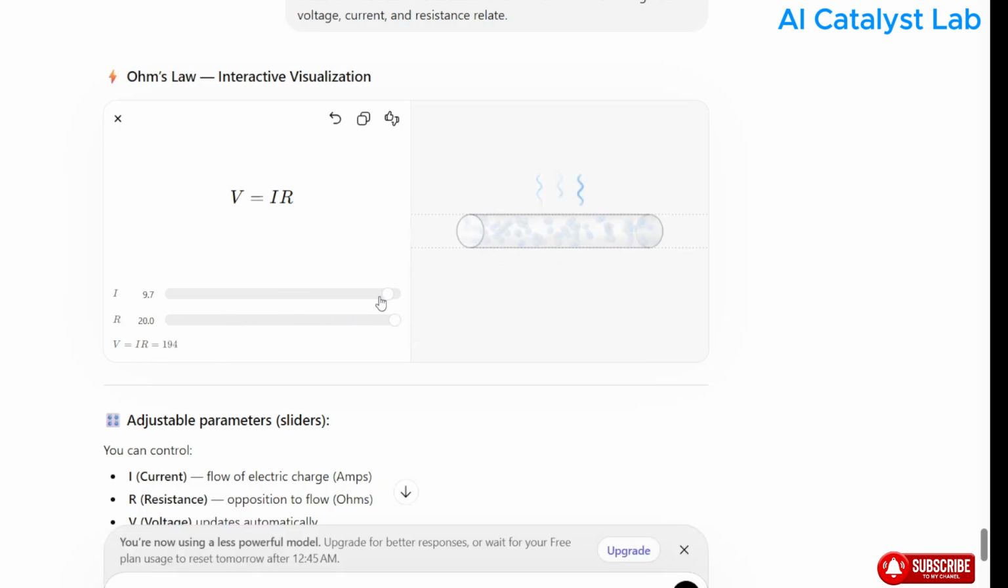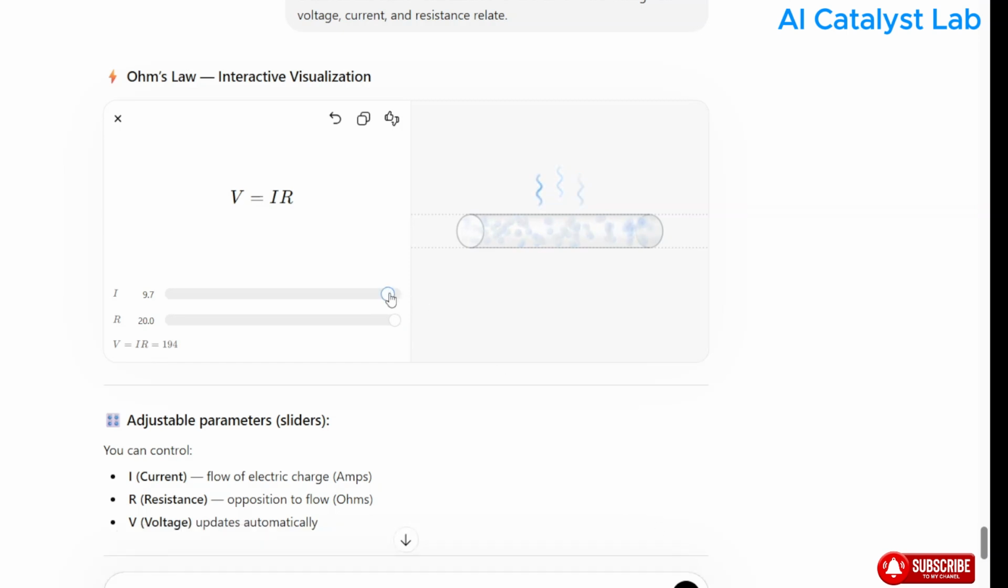So if you reduce the value of I, you can see the impact of changing the value of I on the right side in the visuals, and at the same time if you change the value of R, how it is going to impact V. So this is a complete visual of Ohm's law. Before this it would be difficult to understand, but now it's very easy to understand based on the visuals.